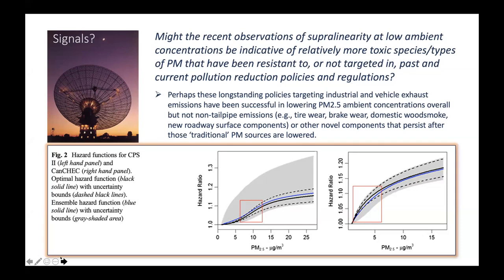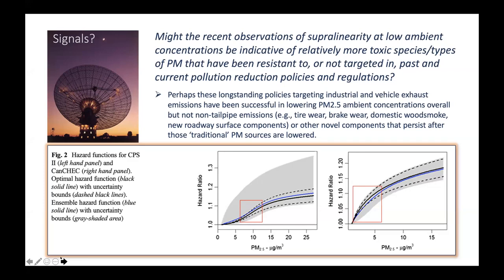So maybe these long-standing policies that have targeted industrial and vehicle exhaust emissions have been successful in lowering PM2.5 ambient concentrations overall, but not the non-tailpipe emissions, some of which Frank mentioned: tire wear, brake wear, domestic wood smoke, also new roadway surface components, or other novel components that persist after those more traditional PM sources are lowered. You can see here in the red boxes that this is part of the curve that seems to be resistant to regulatory policy or action.